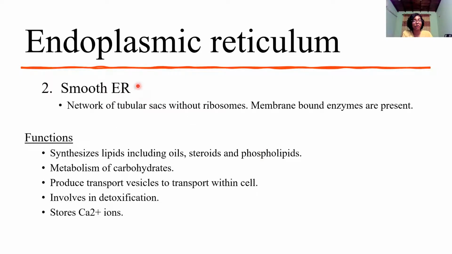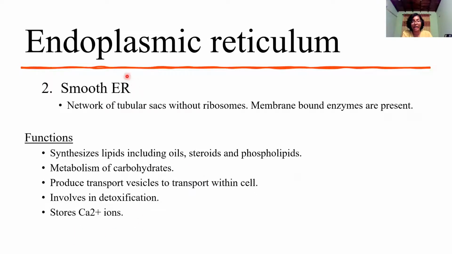Then we have smooth endoplasmic reticulum. These are actually a network of tubular sacs without ribosomes. They do not have ribosomes, but membrane-bound enzymes are present. So the functions are here. They synthesize lipids, they metabolize carbohydrates, and they store calcium ions.